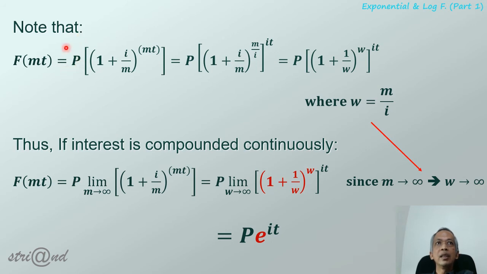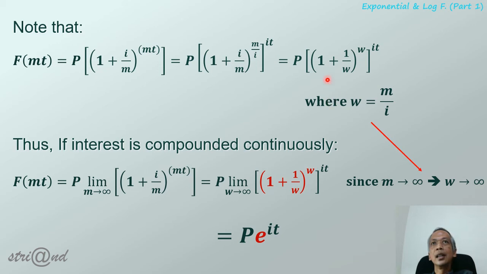From the previous slide, we know that the general formula to find the future value is here. P times 1 plus I over M to the power of MT. And this expression can also be written as this one. So this expression is the same as this one. See here, the m over I here, to the power of I t. So we can cancel the I here. When the I here is cancelled, we're going to have the same formula as the original general formula here.